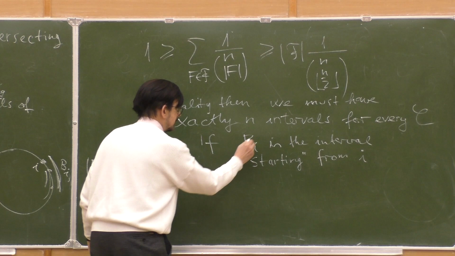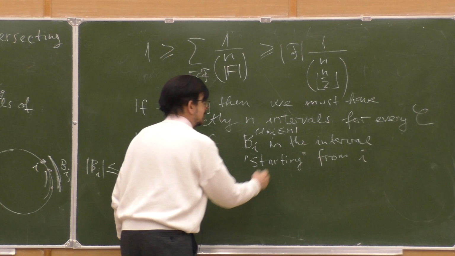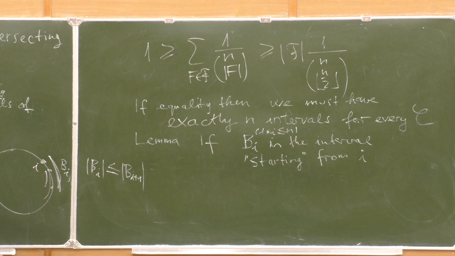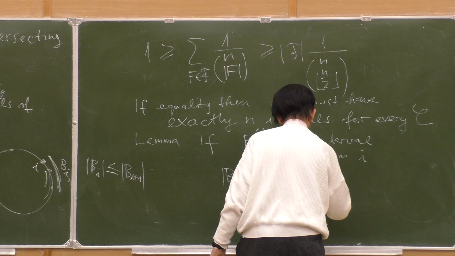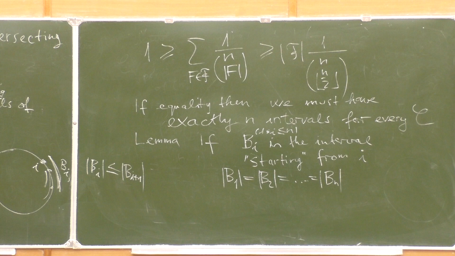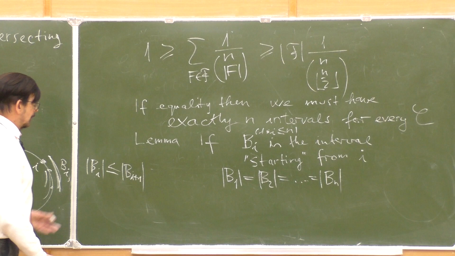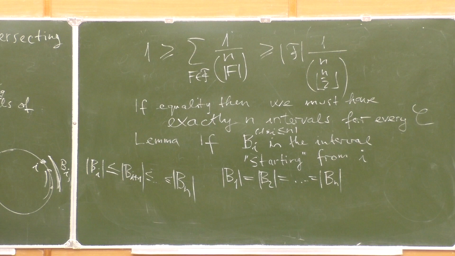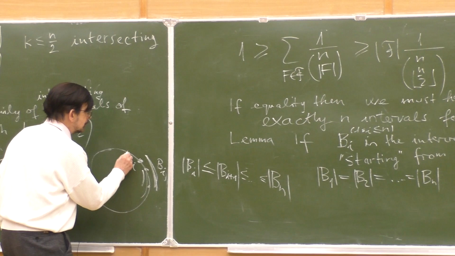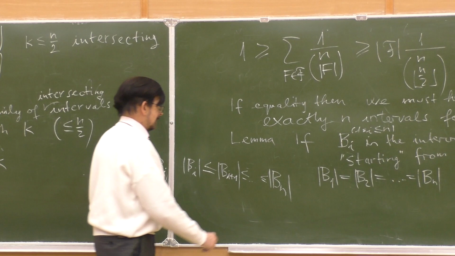So here I should have written from 1 to n. So that's very important that we have n such sets, exactly. And then this is the statement that they all have the same size. Why? Because we can continue this to Bn, because the same is true at every step, but it's also true for Bn. That Bn should be less than B1.